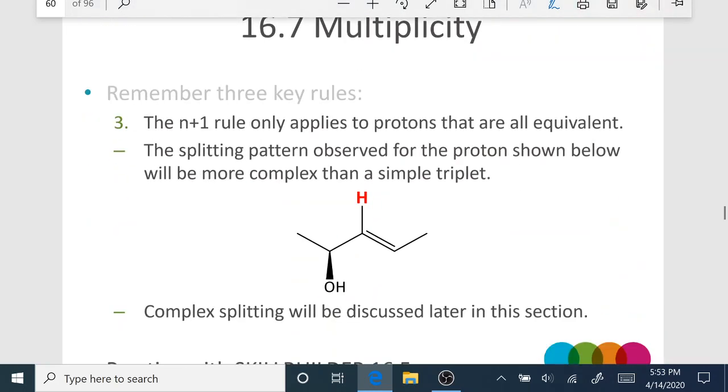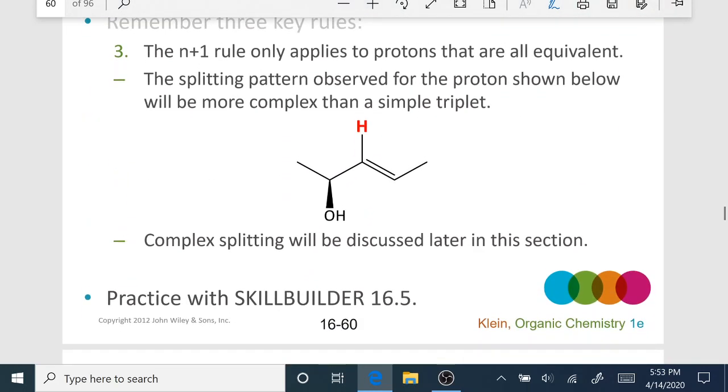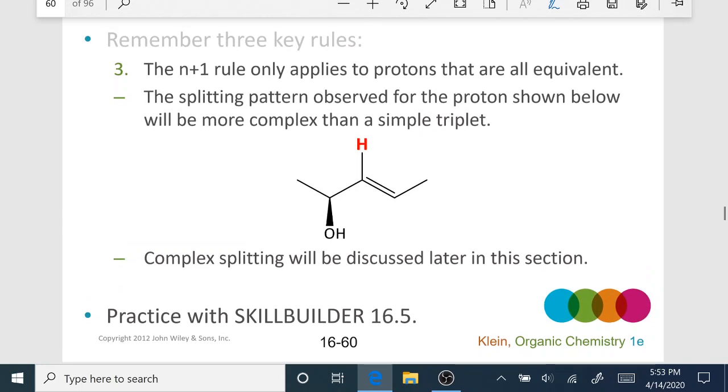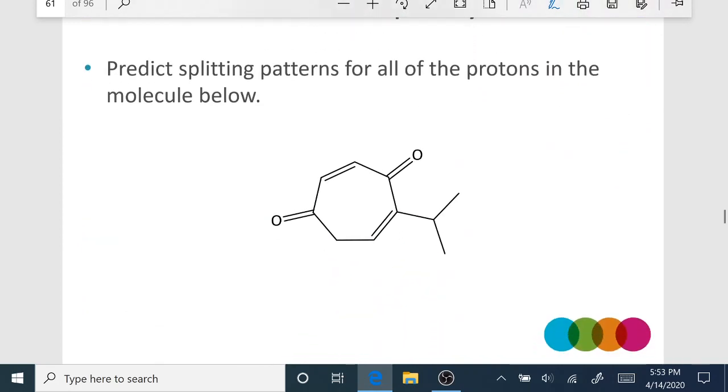So now, the N+1 rule applies to protons that are all equivalent, okay? So you can have a situation where the hydrogens attached on either side are not equivalent. So we've got a hydrogen here and a hydrogen here, and these are not equivalent. Now, I'm going to discuss this complex splitting, but I'm not really going to work any problems with it because I'm not emphasizing that for my class. But we're going to run through it real quick and just give you an idea, if you have some homework problems, how you can work those.